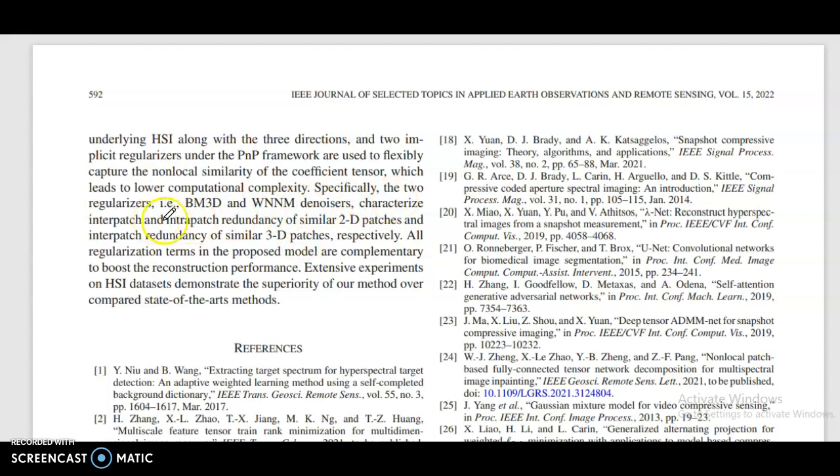Specifically, the two regularizations, that is PM3D and WNM denoisers, characterize the intra-patch redundancy of similar 2D patches and the inter-patch redundancy of similar 3D patches, respectively. All regularization terms in the proposed model are complementary to boost reconstruction performance. Extensive experiments on HSI datasets demonstrate the superiority of our method over compared state of the art methods.